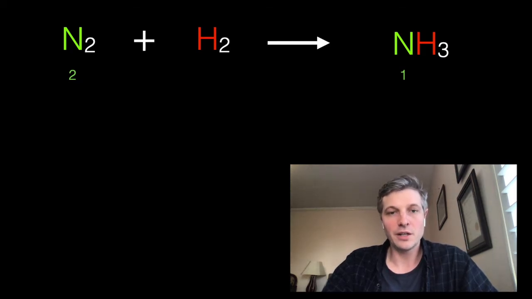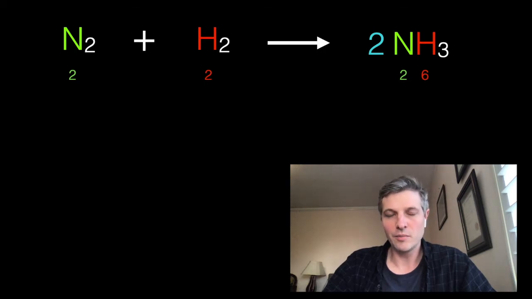So I can see straight away that my nitrogens are not balanced. So I'm going to double the amount of NH3s. So I'm going to put a 2 out the front, and now that's going to change my amount of nitrogens on the right to 2. And on the left is 2, so now those are balanced. Now I'm going to have a look at what's happened to my H's. So on the left, I have 2 H's, 2 hydrogens, and on the right, I have 6.